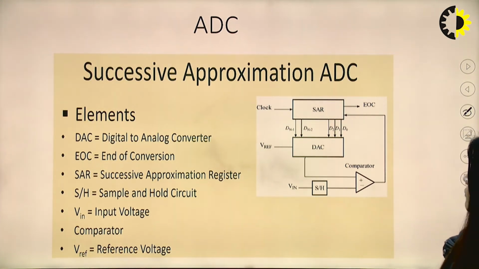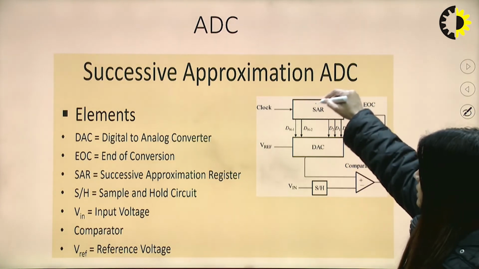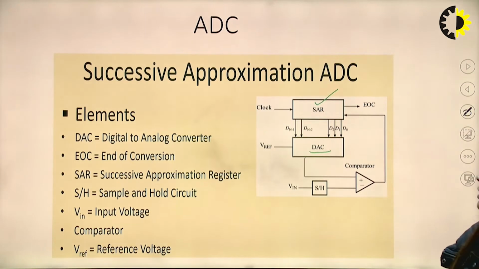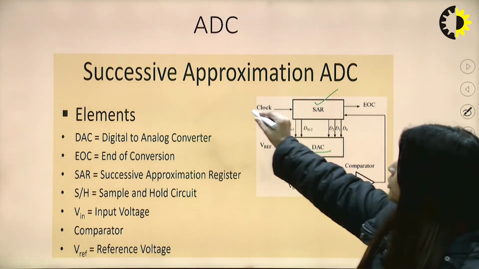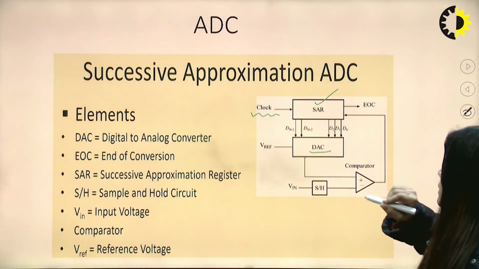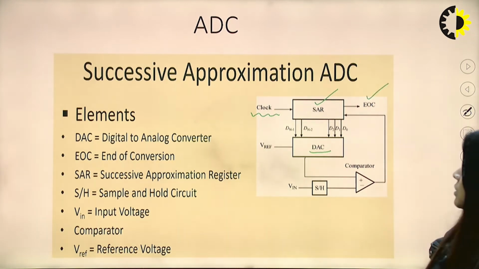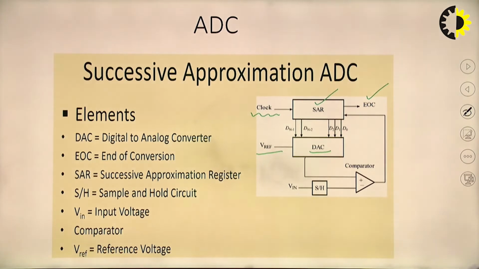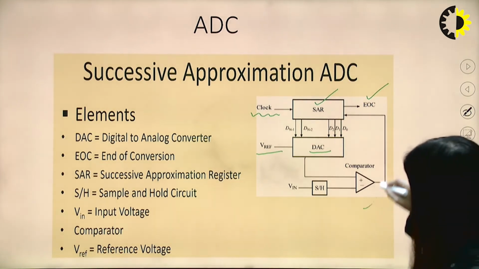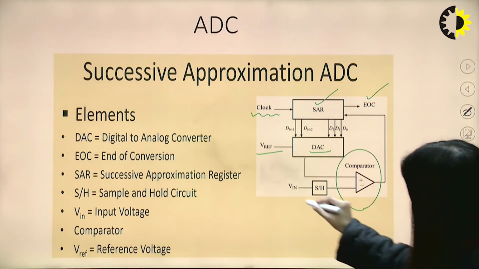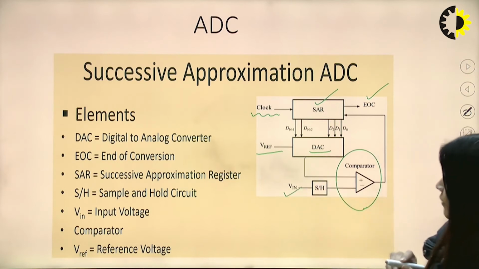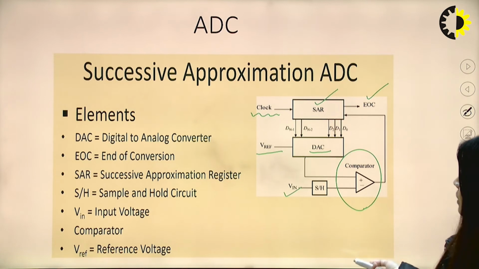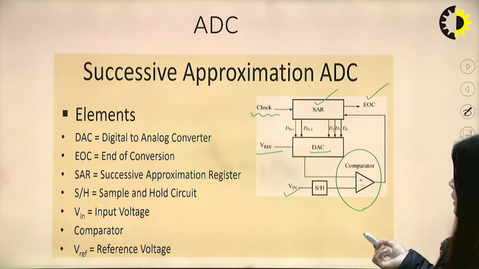This is the successive approximation register, SAR. This is the digital to analog conversion. Some clock input is being given to the SAR, and this is the end of conversion, EOC. This is some sort of reference voltage we are giving, and one comparator is being used, and this is the Vin value which is to be converted into digital data.